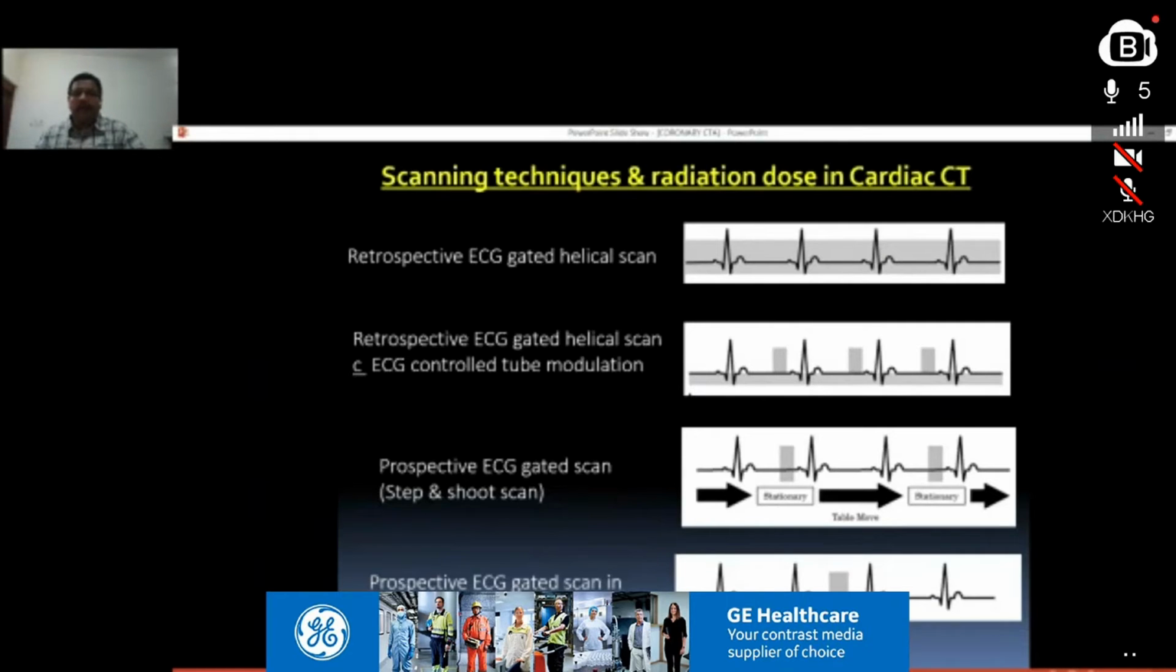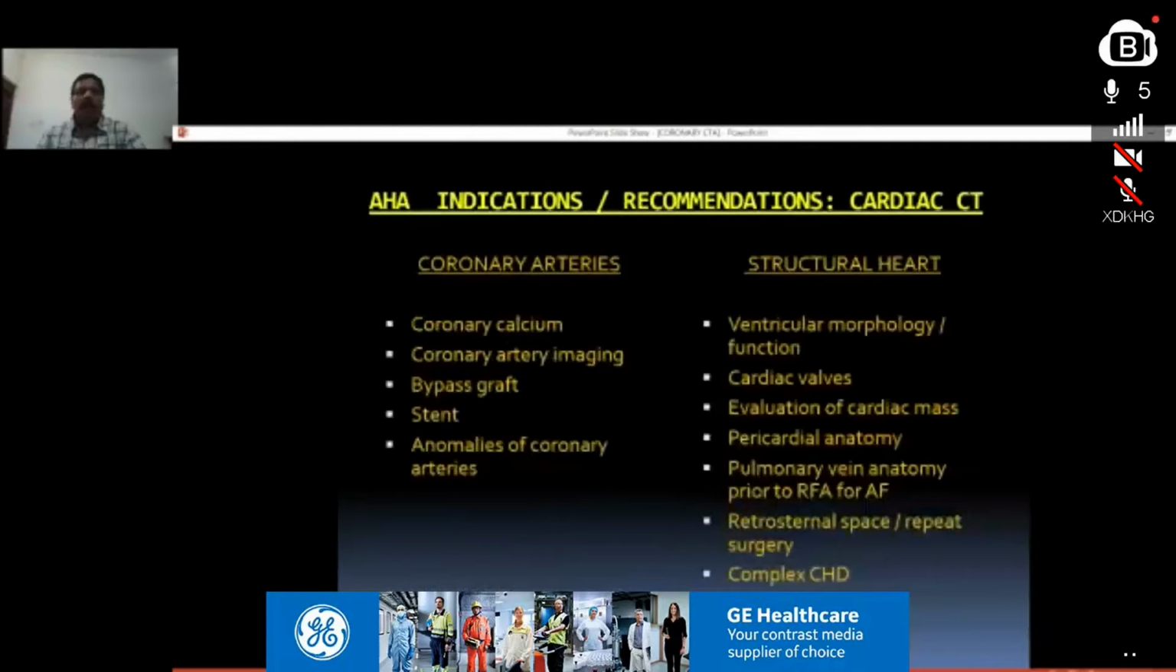And another, the third, which is usually seen with dual source or dual energy scanners and in machines which have a 320 or a 640 slice scanner. Since the Z-axis coverage is very high, you can always do a prospective ECG gating within a single cardiac cycle. So actually there is no table movement that is occurring, as you see in this case. Only the scan is acquired in a single cardiac cycle.